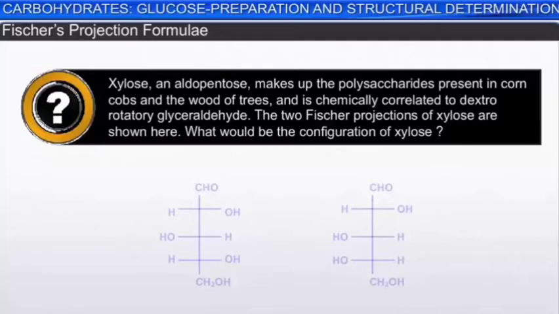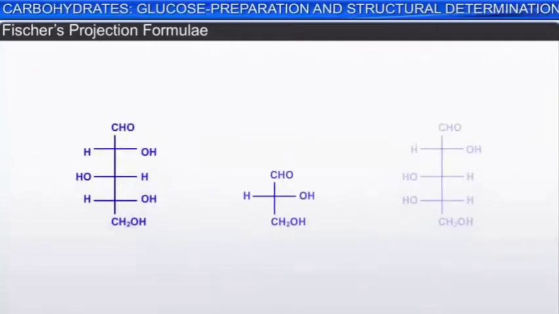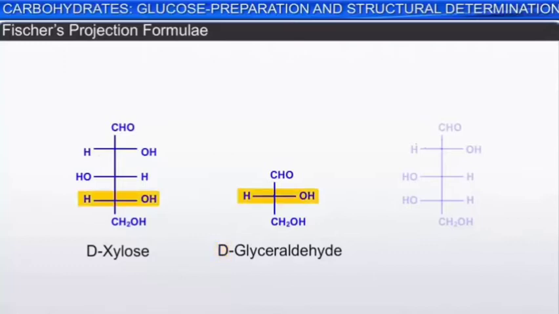We know that the plus isomer of glyceraldehyde is assigned the configuration D arbitrarily. By comparing the configuration of the lowest asymmetric carbon in xylose with this glyceraldehyde, we can assign the configuration D to xylose.